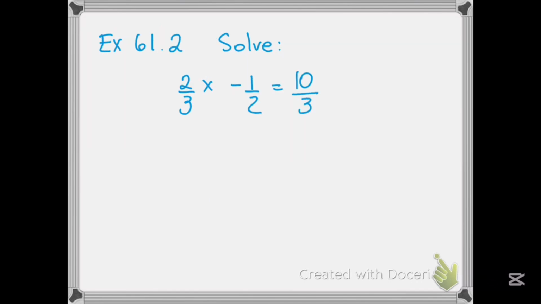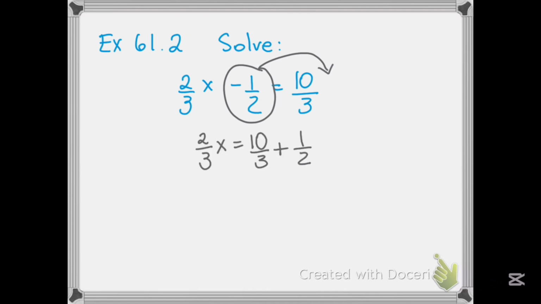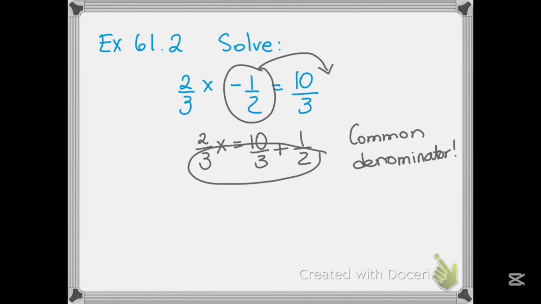Let's look at this second example. It's the same thing, but now with fractions. So we're going to pass the negative 1/2 to the other side to add. Now to do that, we need common denominator. And there are 2 ways to do it. One is to find the common denominator for all 3 of them, or for all of the terms. The other way is just to work with this one.